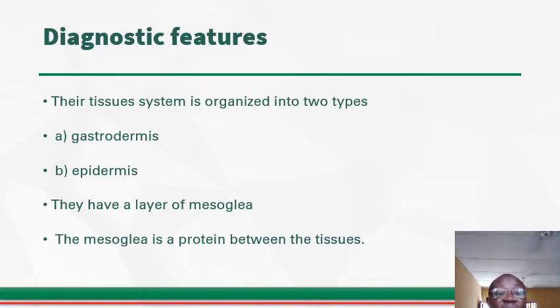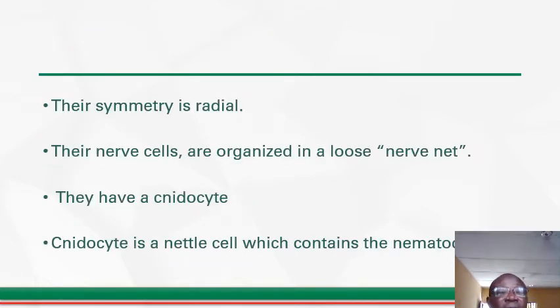They also have a layer of what we call mesoglea. And this mesoglea is a protein layer that is found between the tissues of the Cnidaria. They have radial symmetry. Their body is radially symmetrical. And their nerve cells are organized in what we call a loose nerve net. That is their nerve cells.